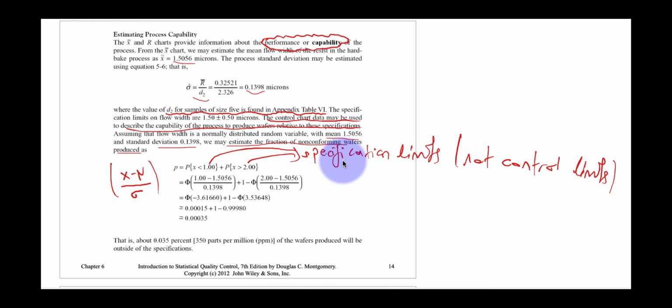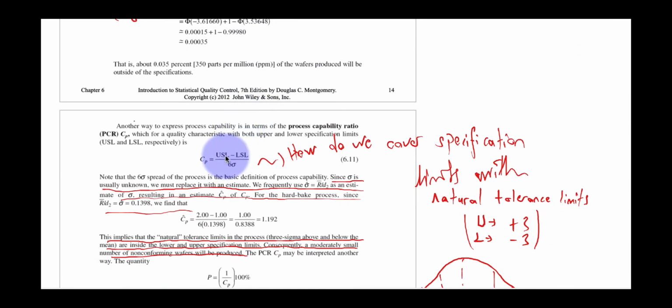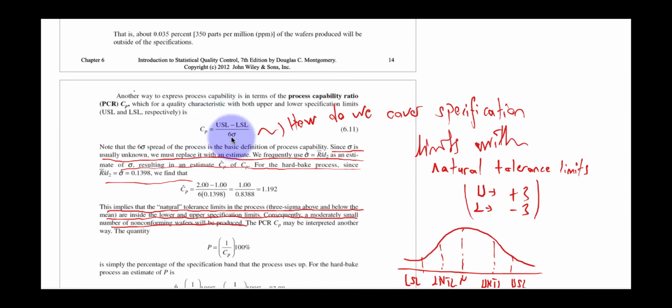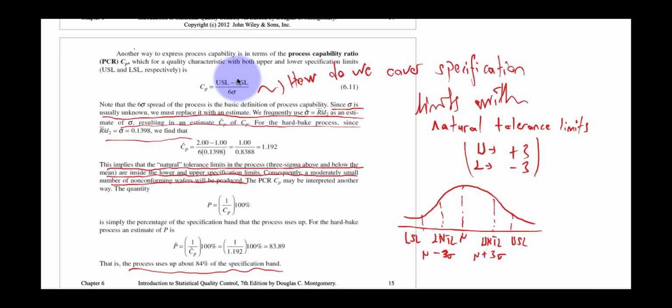So we can estimate the process capability by the information given in the control charts. So what is the process capability? Process capability is like measuring the process performance. This is a simple formulation of process capability. In the numerator, it is the upper specification limit minus the lower specification limit, over 6 sigma.